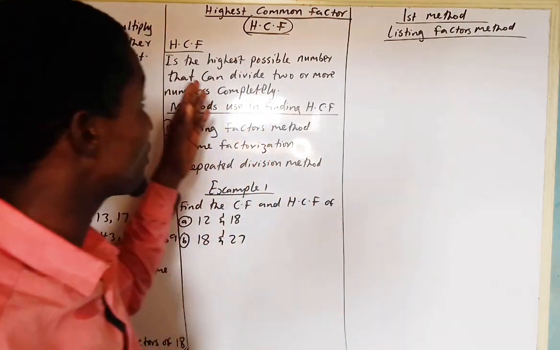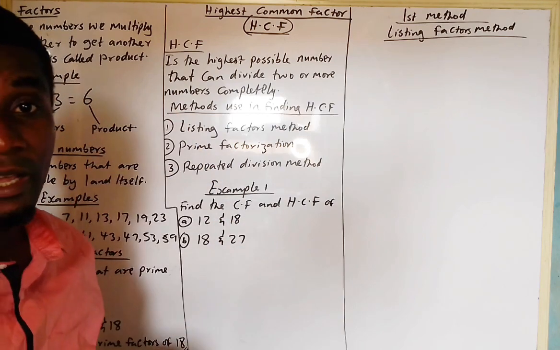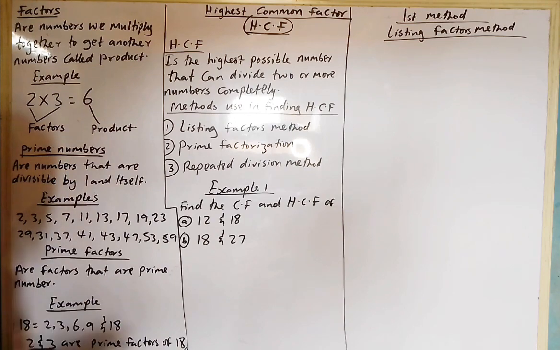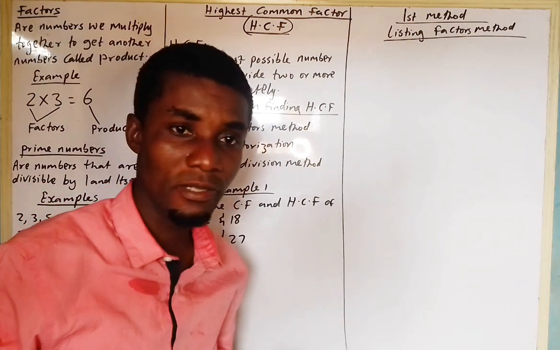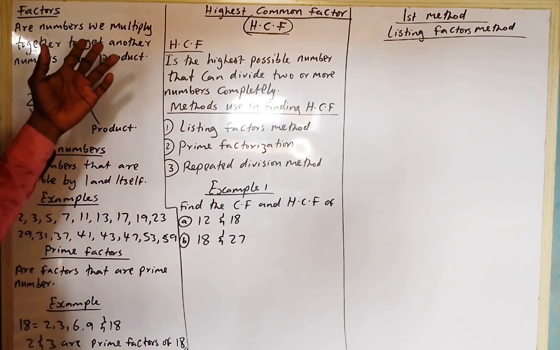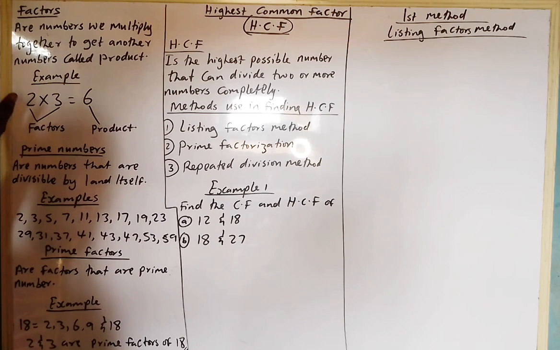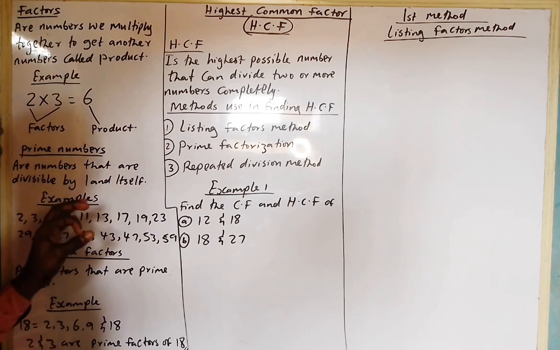Today we're going to talk about highest common factor, which is also known as HCF or GCF. Before we proceed, let's quickly talk about what factors are. Factors are numbers we multiply together to get another number called product.